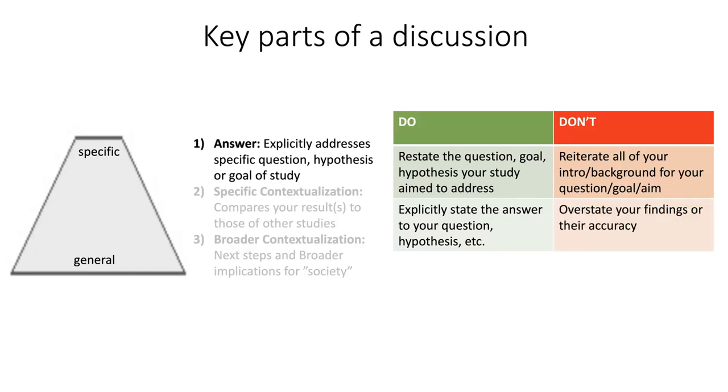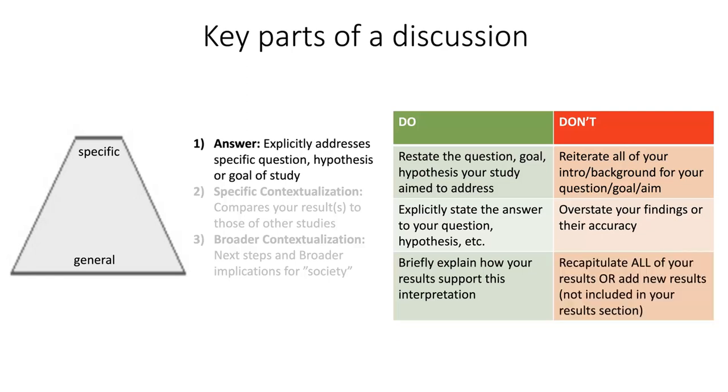But you want to avoid overgeneralization and overstating your findings or their accuracy. The reader shouldn't be able to look at it and say, that is not what the results say at all. So make sure you're not overstating your findings. And then briefly explain how your results support your interpretation. Okay, so you want to talk about your results a little bit and probably talk about the one or two really main findings that really back up why you're saying you got the answer that you did, but you want to avoid recapitulating all of your results or adding any new results.